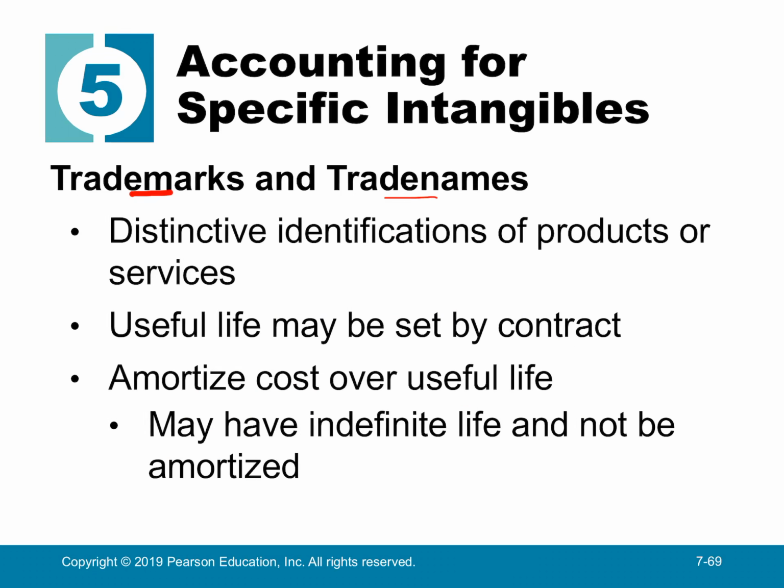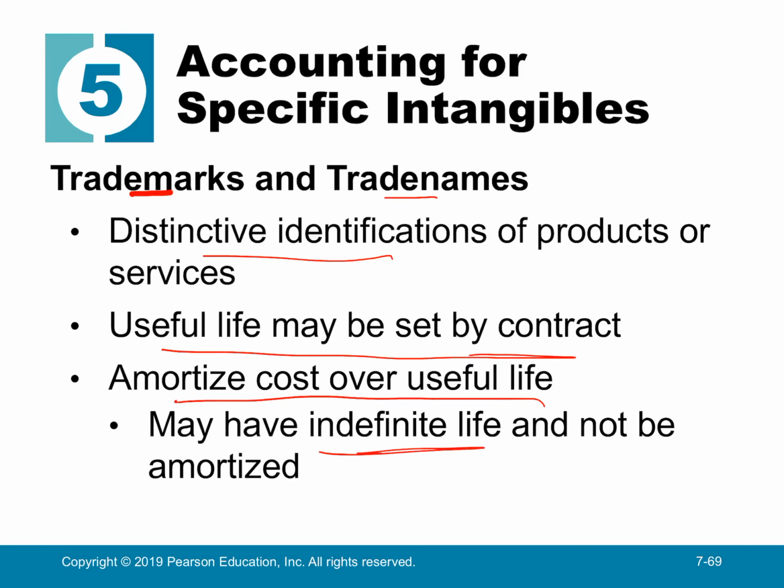Then some more examples, trademarks and trade names, right? Distinctive identifications. Think of the Tesla symbol, the T symbol on a car, right? So the useful life may be set by a contract, then you would just amortize it over the useful life. It might have an indefinite life and not be amortized. Think of the Google logo, or the Google name. So that's something that doesn't really have a set life. Google was probably going to be around way longer than any of us are alive.